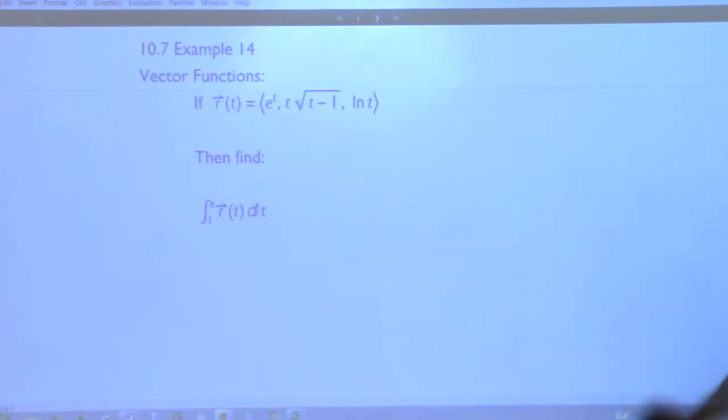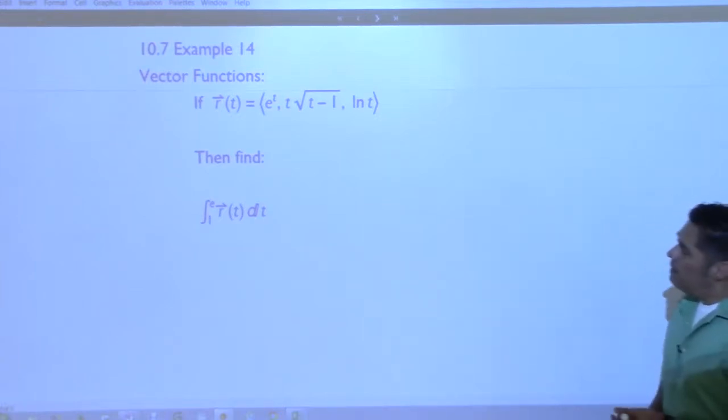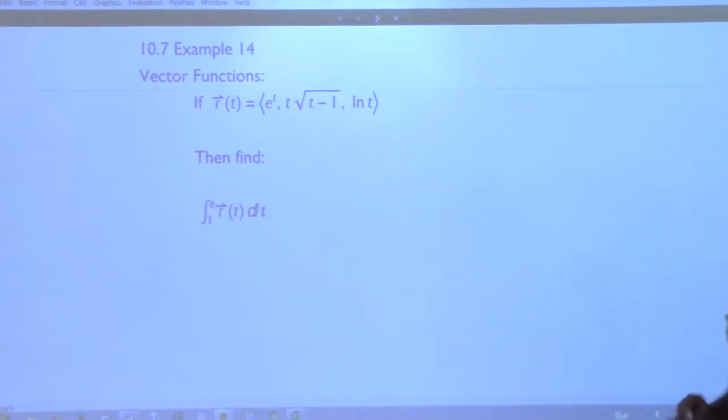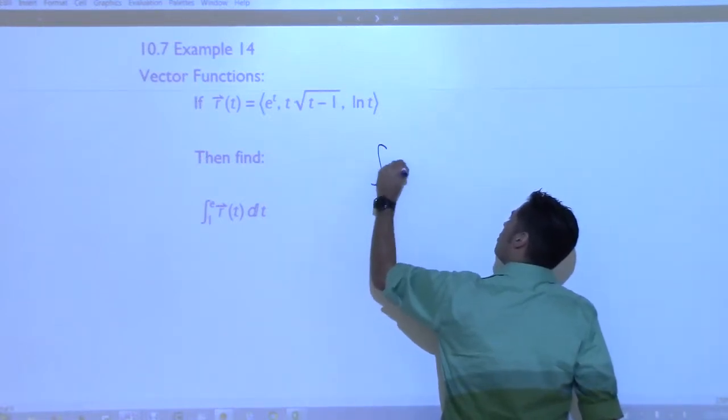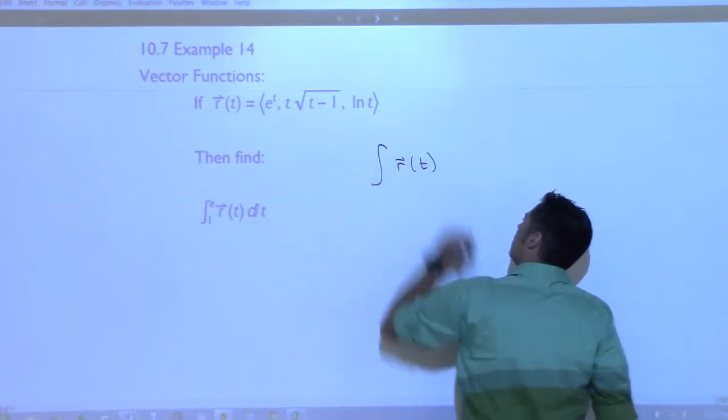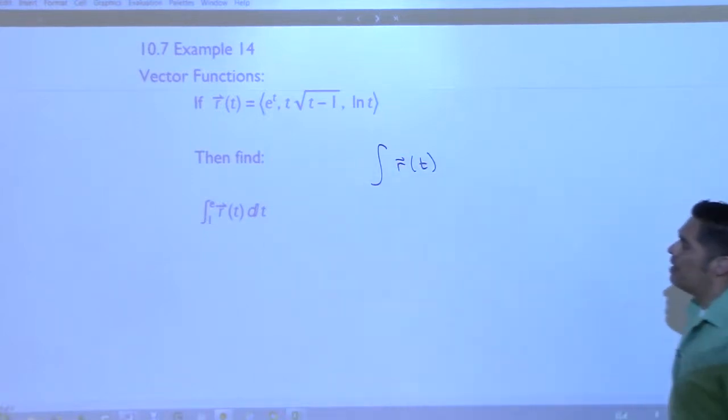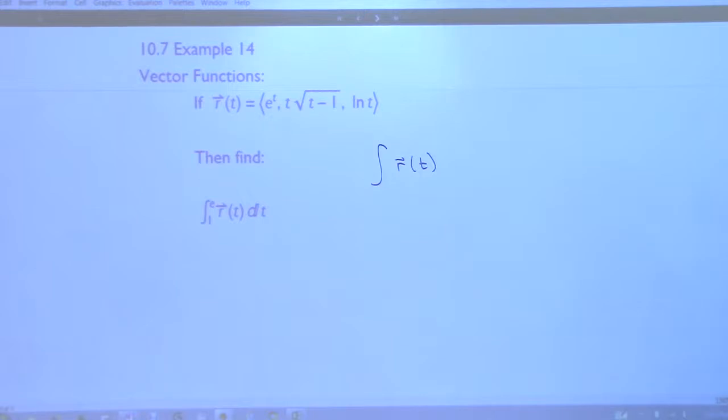So we can do a quick example of how to integrate a vector function. If we're going to integrate this, let's first see if we can integrate it without any limits of integration. Like back in Cal 2, you have definite integrals versus indefinite integrals. Indefinite is when you didn't have a limit of integration.